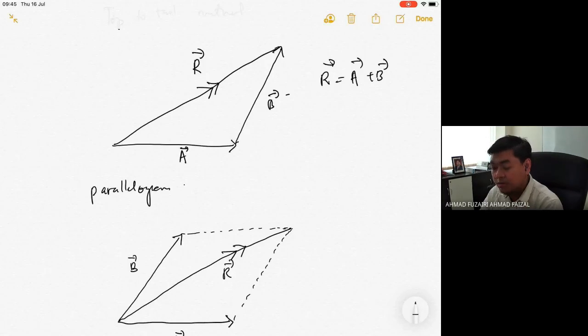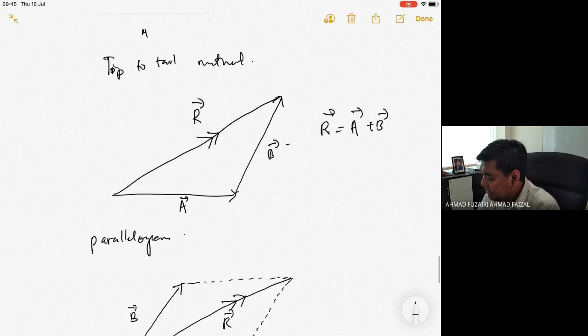Personally, I like to use the tip-to-tail method. But if you wish, parallelogram is very specific. When you have two vectors, yes, you can use the parallelogram. But if you have more than two vectors, vector C, vector D, then the parallelogram is quite impossible to do. So you must use the tip-to-tail method, because tip-to-tail works with any number of vectors.